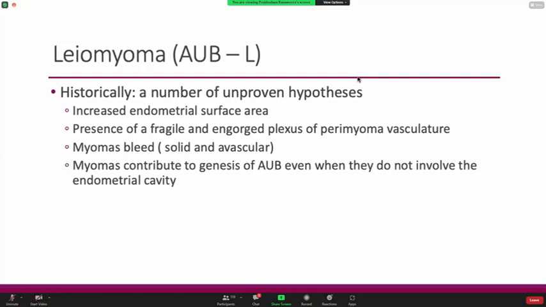Leiomyomas, or what we usually call fibroids, are again the commonest lesion women will have, but not all fibroids cause bleeding. Now, this is very different to what your mothers or grandmothers have undergone. Even I remember when we were medical students, if we found fibroids, it was usually surgery. We had to remove them.